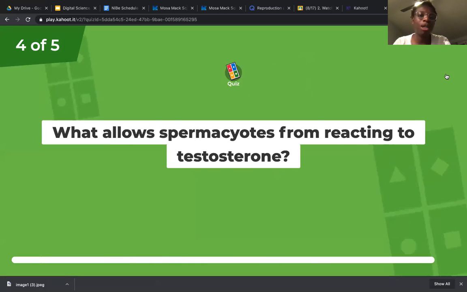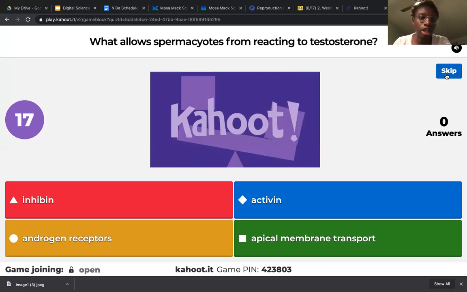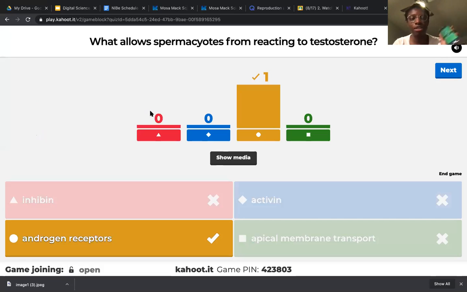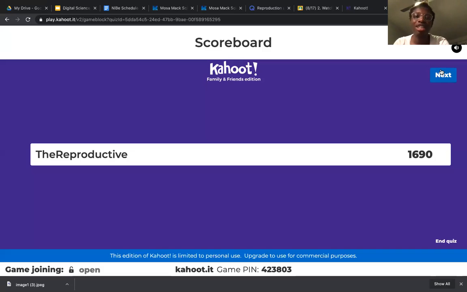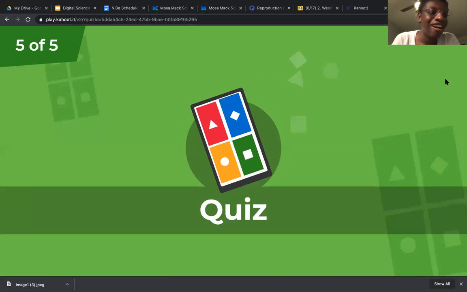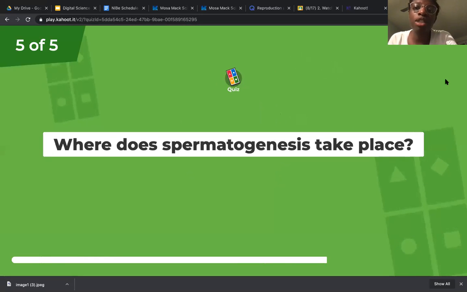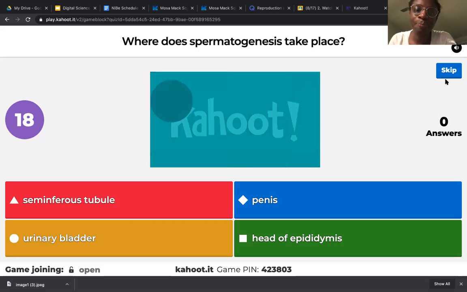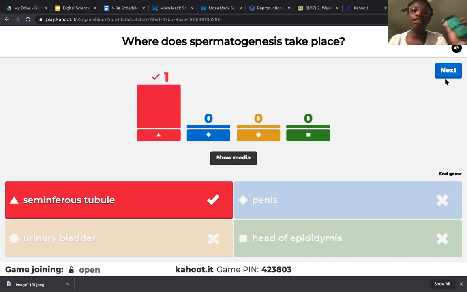What allows spermatocytes to react to testosterone? Androgen receptors. Yep. Whoop, whoop, I'm on the podium. Where does spermatogenesis take place? Seminiferous tubules. Yep.